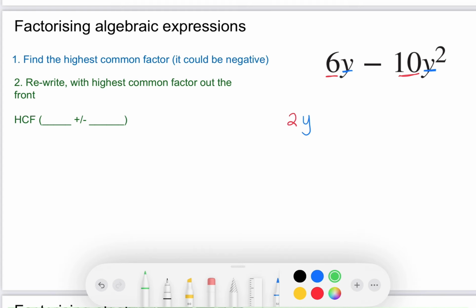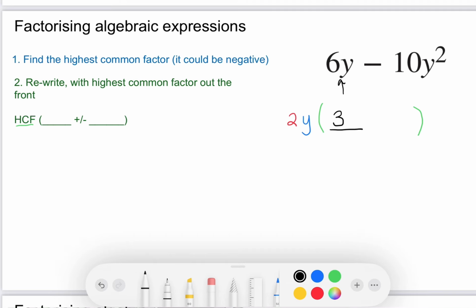Now I need to go to step 2, which says rewrite with the highest common factor out the front. I've already written down my highest common factor, so I'm going to write it in the form of highest common factor and then open brackets. And within the brackets, I'm going to put the terms such that I can expand to get back to what I have at the top. So I'm going to think, right, 2y times what would take me back to 6y? Well, 2 times 3 gets me 6, and I've already got my y out the front. So 2y times 3, that'll give me 6y.